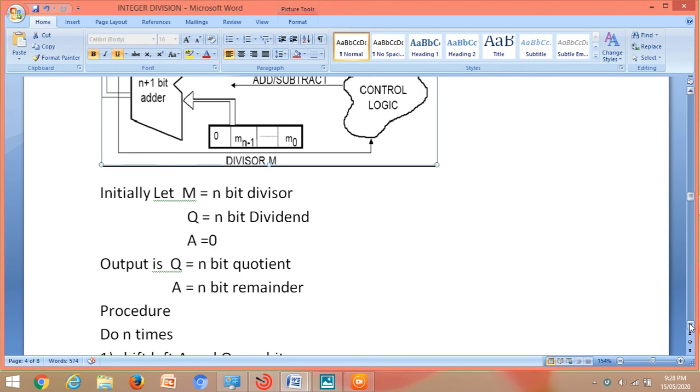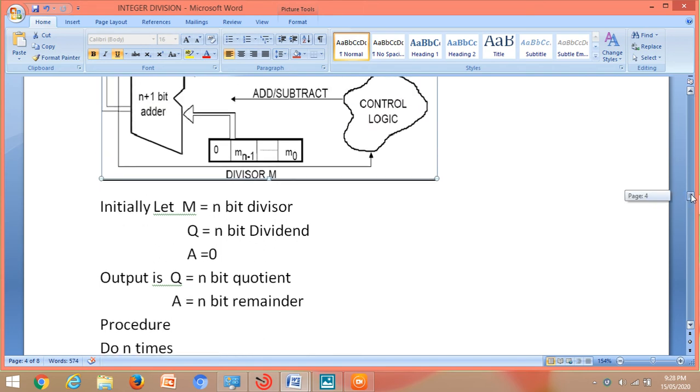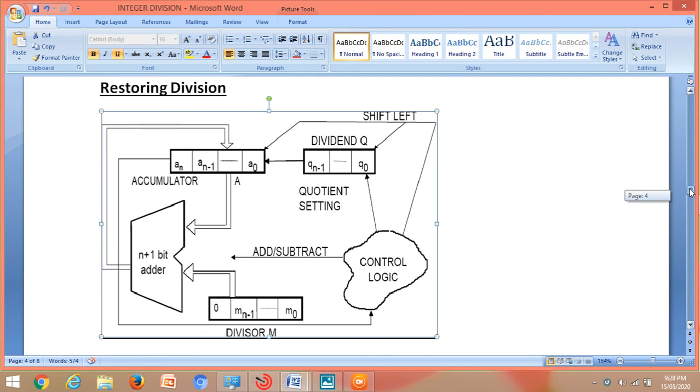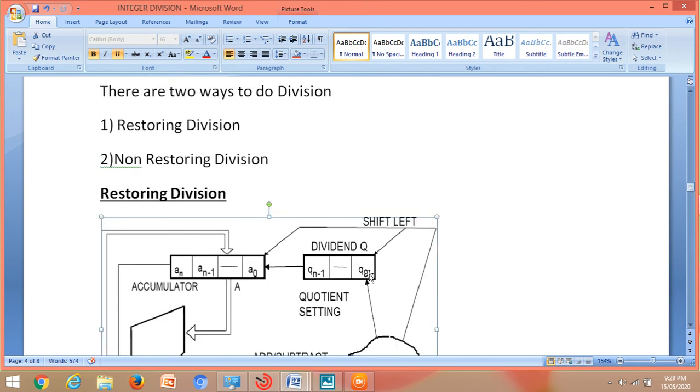So if this circuitry is clear, we are going to the next part, the initial setup and the procedure. Initially, as I have told, all the accumulator content will be 0. The register M is going to store the divisor and the register Q is going to store the dividend. And whenever you get the answer, the quotient will be stored in Q and the remainder will be stored in register A. So Q contains the quotient, A contains the remainder. Remember that.